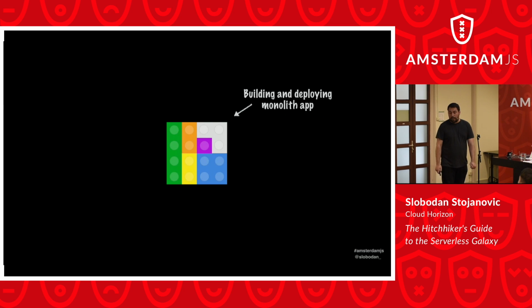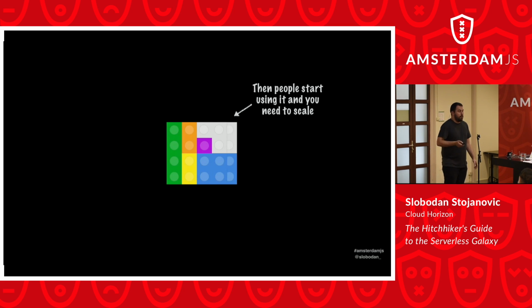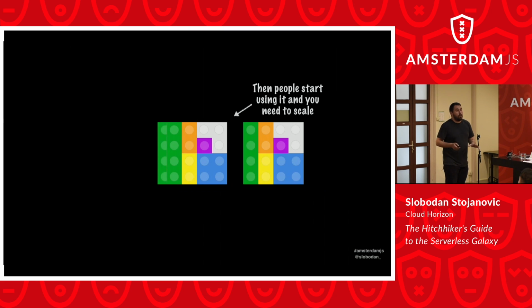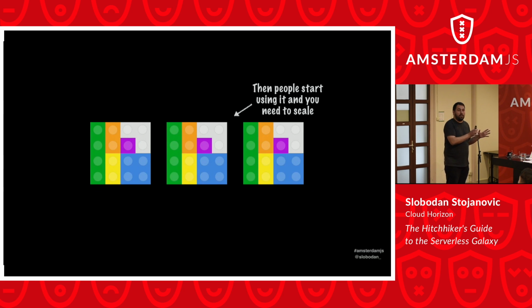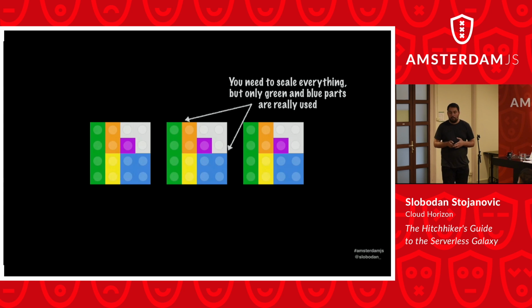But after some time, people start using that application, and then we need to scale it. So how do we do that? Basically by just creating a copy of the whole application. And it's not that simple. We need to make sure that our state is somewhere else, because we are not able to scale the database the same way. Also, we need to have some kind of load balancer and things like that. And also, there's an even bigger problem.